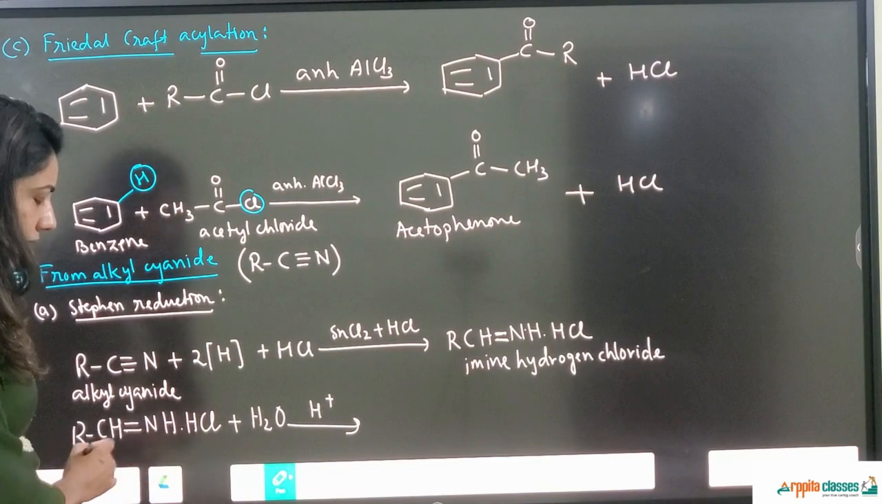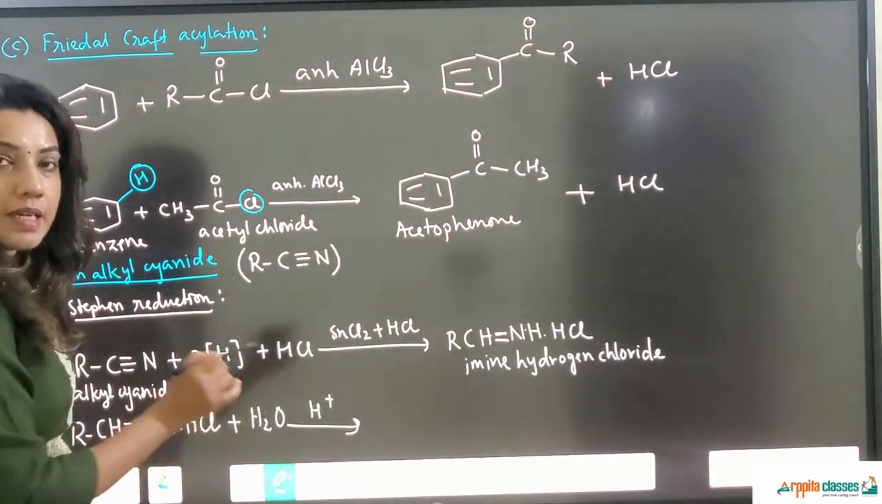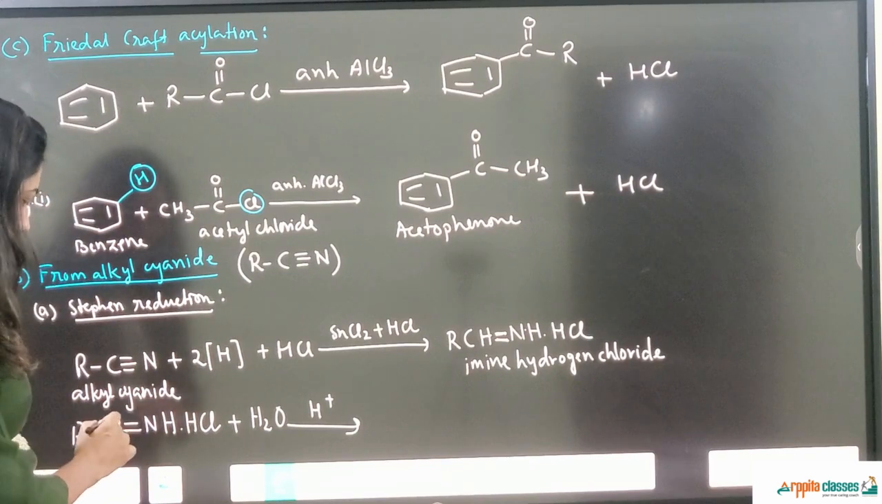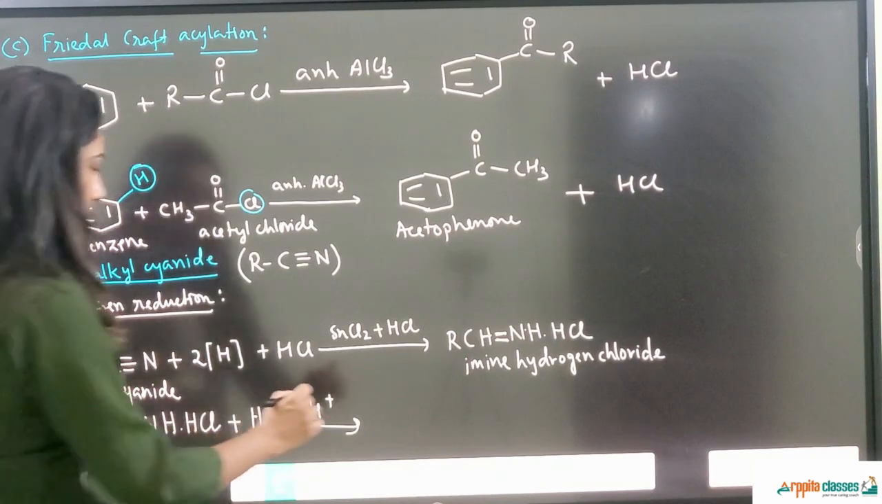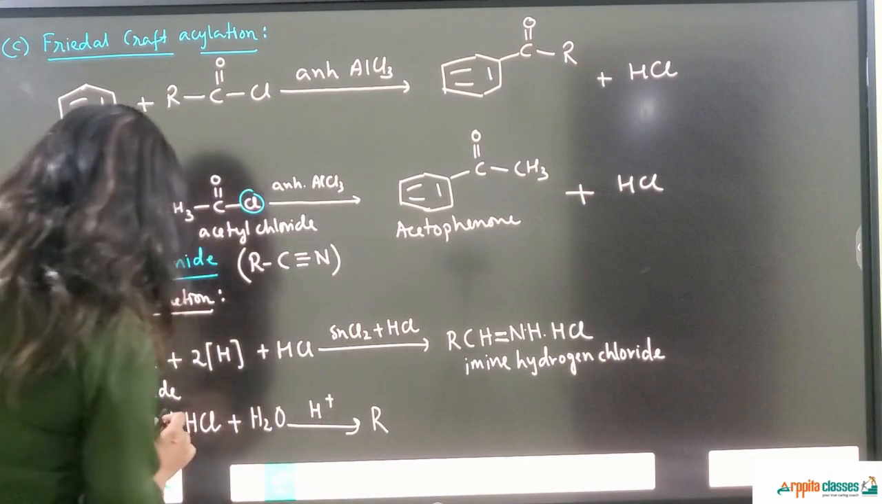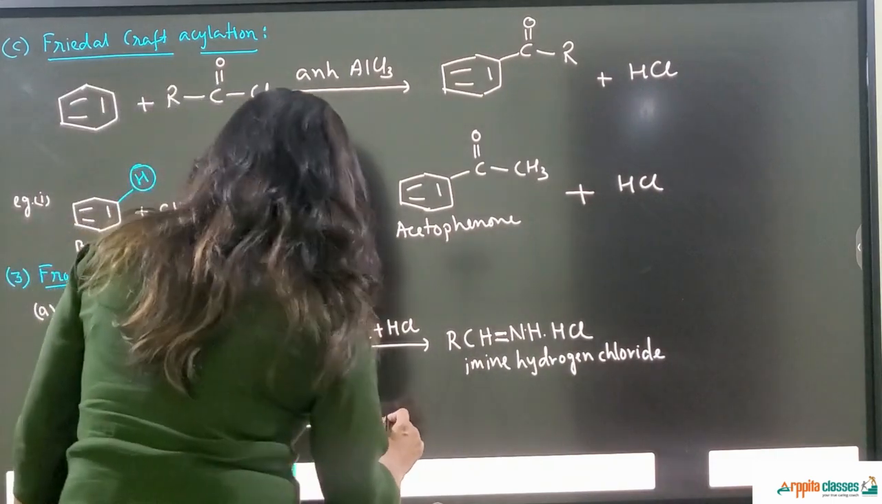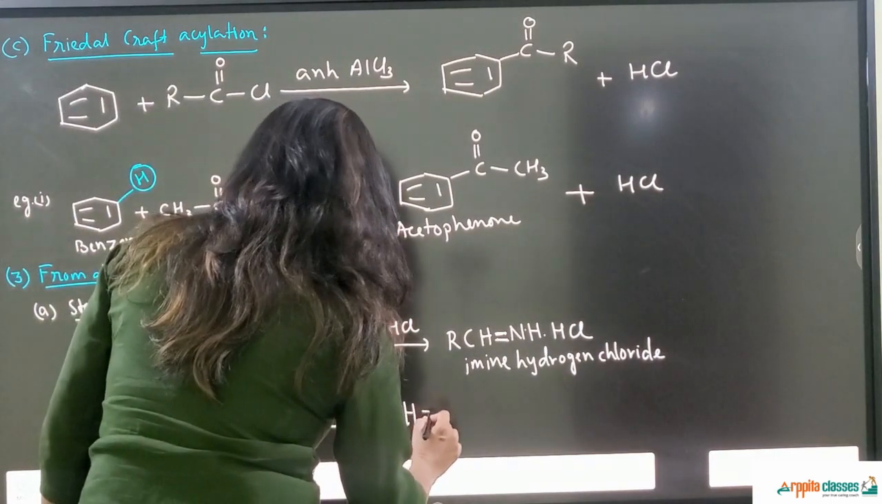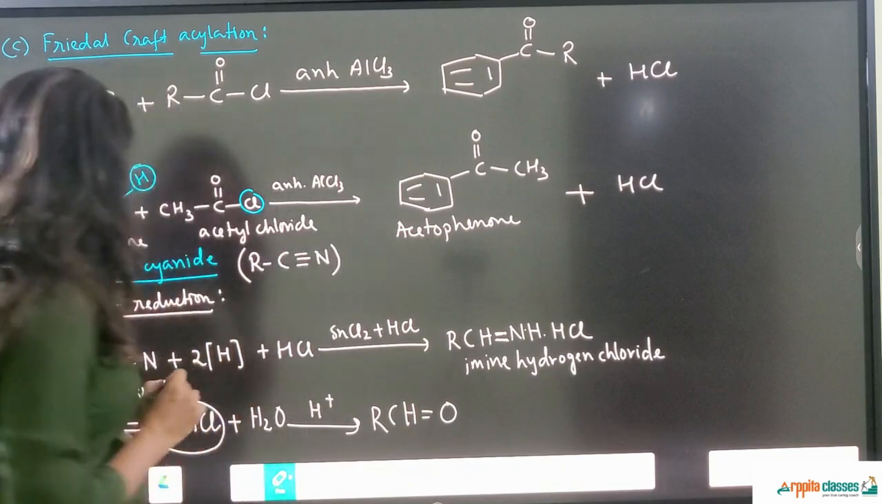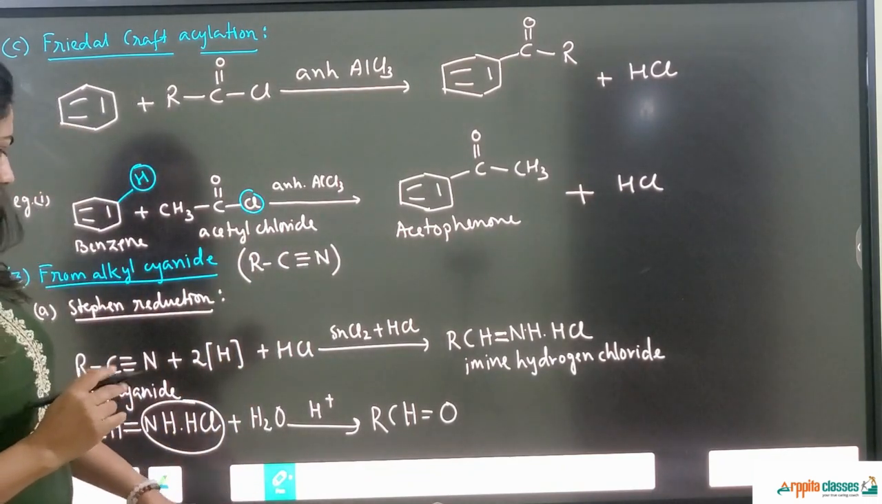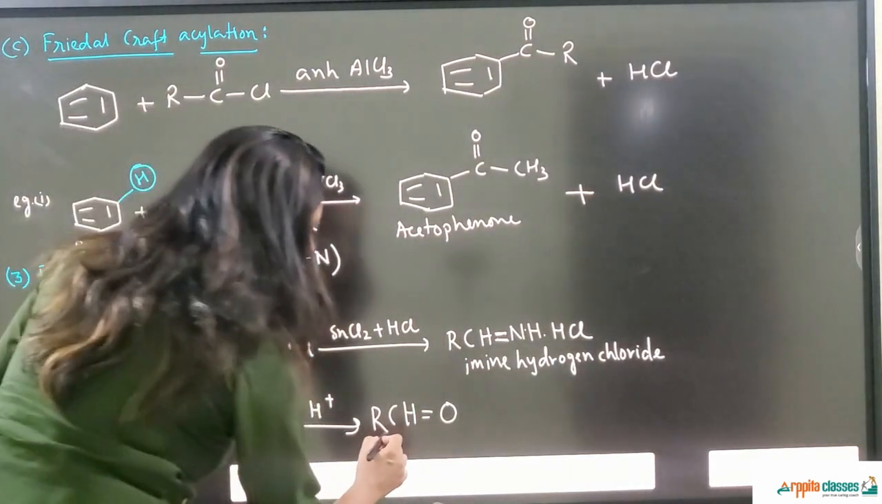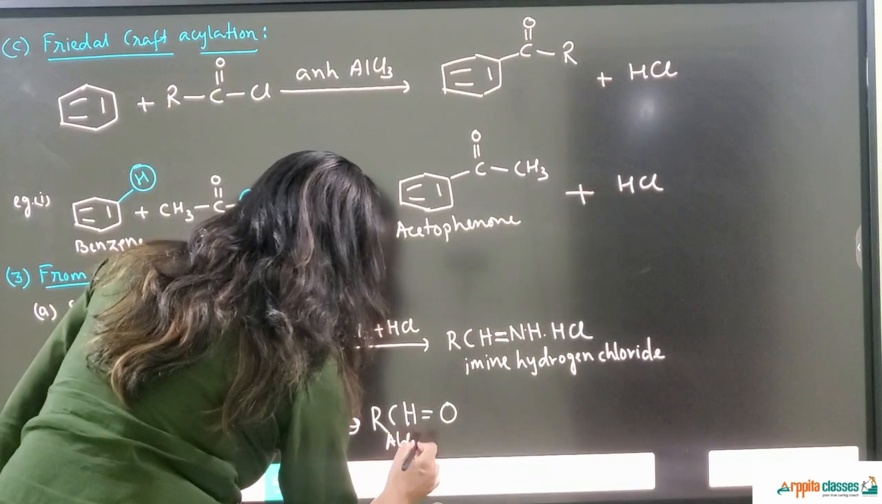Now this imine hydrochloride will be hydrolyzed in presence of acid. So what will happen is, you are going to get a double bond O here. This entire thing will come out, and you are going to get RCH double bond O here. The rest of the products are not important. This is our aldehyde. Okay, so we are getting an aldehyde.